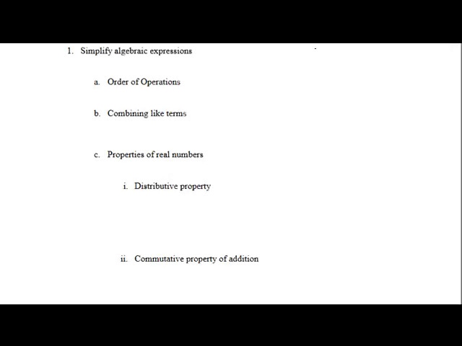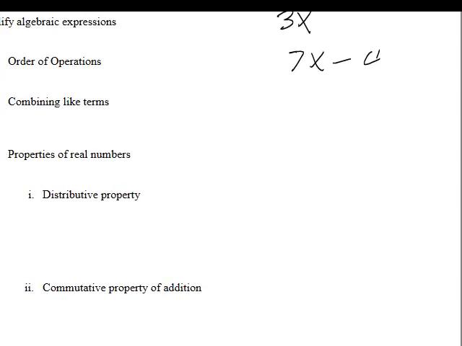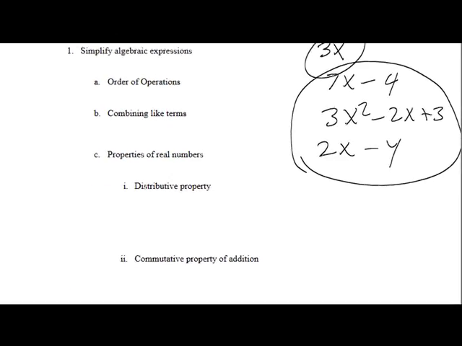A simple algebraic expression is, for example, 3x. 3x is what we refer to as a monomial. It's an algebraic expression that involves only variables, constants, and products. It does not involve addition or subtraction. A polynomial is an algebraic expression such as 7x minus 4, 3x squared minus 2x plus 3, or 2x minus y. These are polynomials. This is a monomial.